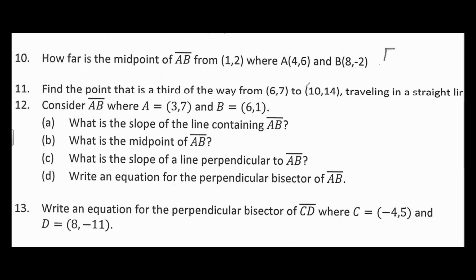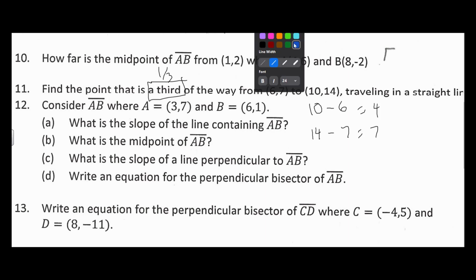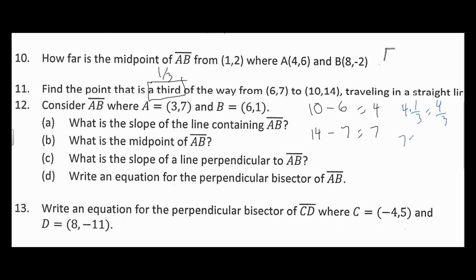What you want to do is figure out the horizontal distance and the vertical distance between these 2 points. For the horizontal distance, you just subtract the 2 x coordinates, 10 minus 6, and that gives you 4. For the vertical distance, you subtract the y coordinates, and that gives you 7. Since they say a third of the way, we're going to take 1/3 of both of these numbers. 1/3 of 4, that's 4 times 1/3, which gives you 4/3. Same thing with 7, 7 times 1/3 gives you 7/3.